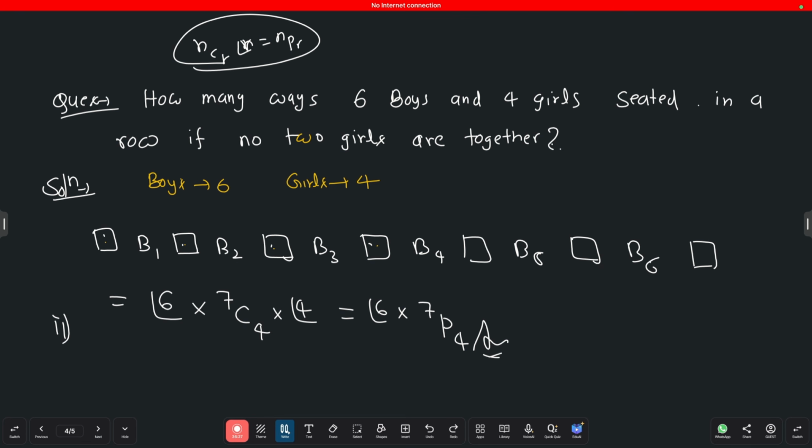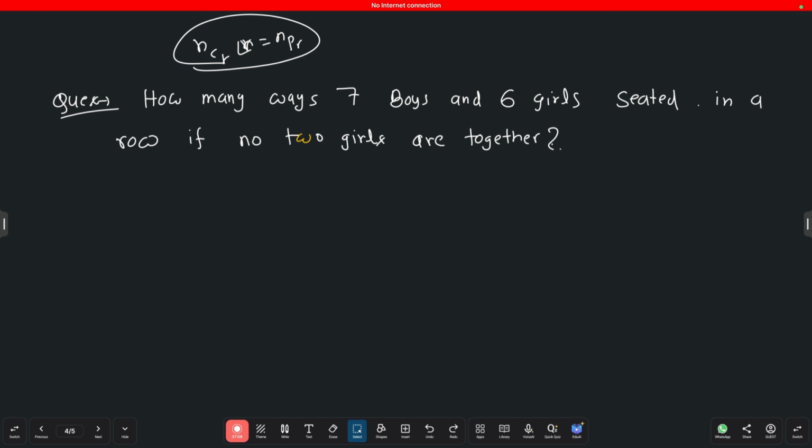Okay, I will change this question and give a similar problem. How many ways can 7 boys and 6 girls be seated in a row if no two girls are together? Now you solve it. I am erasing the solution. Solve.